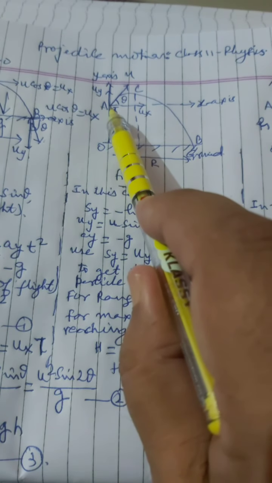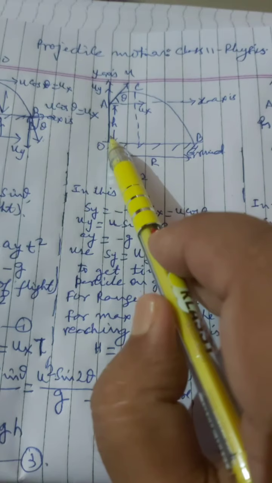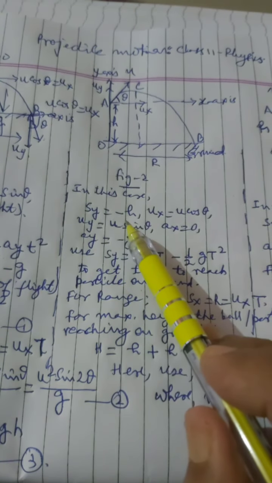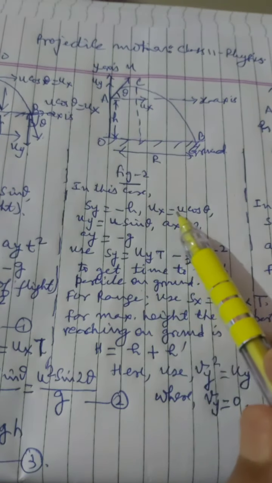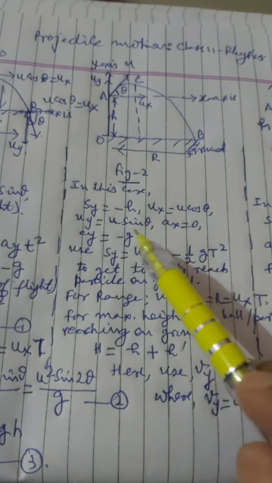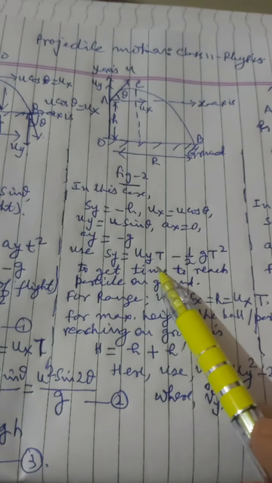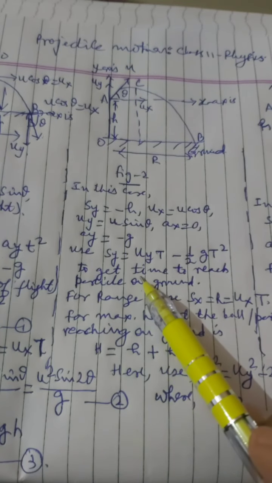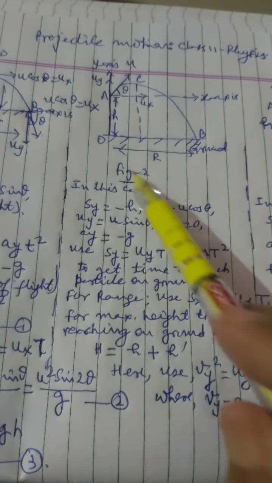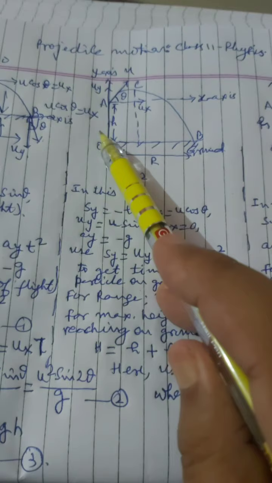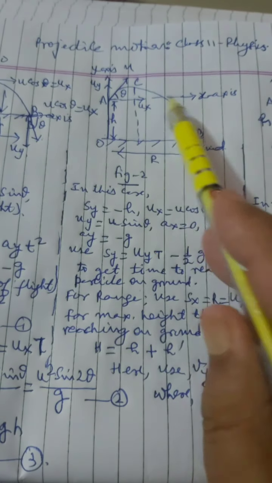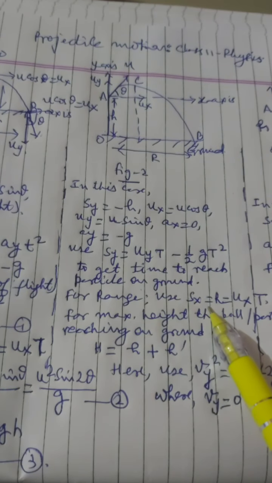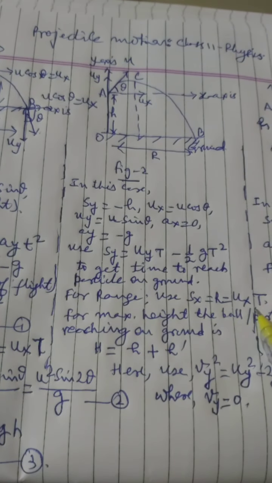From this axis, below AO, remember Sy is equal to minus h, and the remaining thing is the same. Put the value into Sy is equal to uyt minus half gt square, and you will get the time of flight, that is the time taken for the particle, body or ball to reach the ground from A to B. For range, use Sx is equal to R is equal to ux into time of flight.